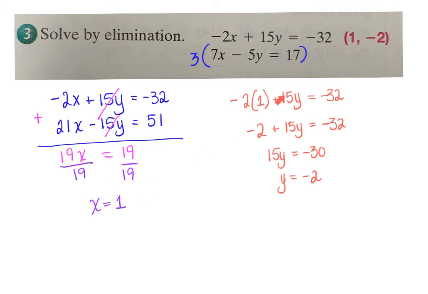Go back to my original equations and plug in a 1 for x. Negative 2 times 1 plus 15y equals negative 32. So then negative 2 times 1 gives me negative 2. Plus 15y equals negative 32. Add my 2 to both sides. 15y equals negative 30. Divide both sides by 15. Y equals negative 2. And that would be my answer. 1, negative 2. Questions on that one?